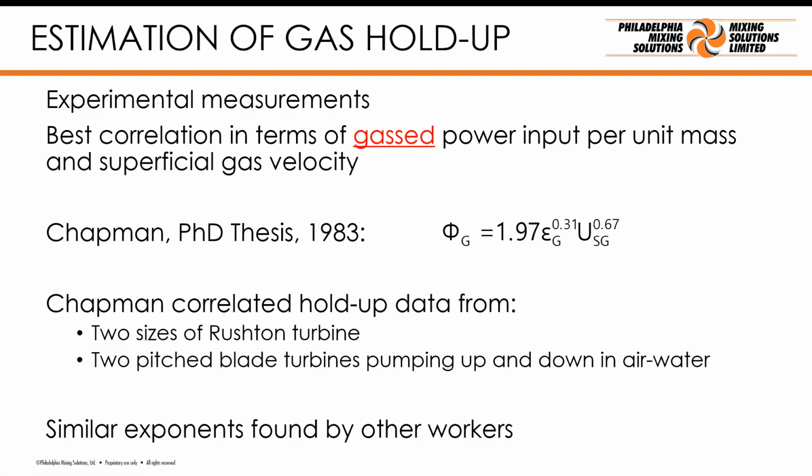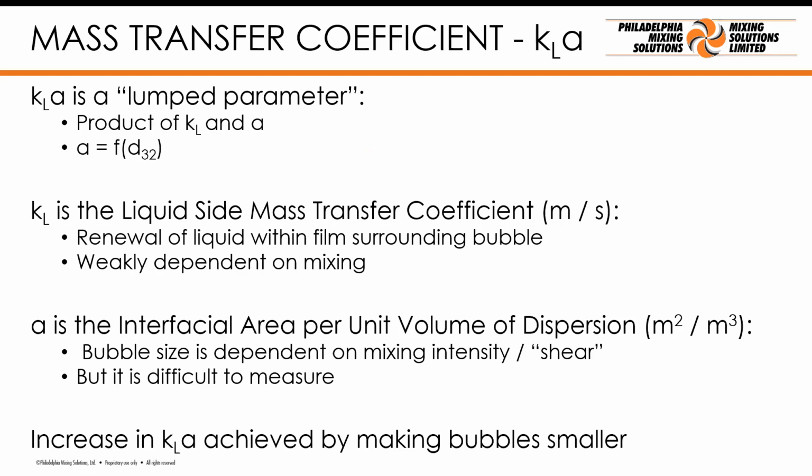There's nothing in this that is a coalescing system. Now if we look at the mass transfer coefficient, KLA, it is KL times the interfacial area per unit volume. KLA is a lumped parameter, and A is a function of the D32. So we can infer that if KLA is going up, since KL is weakly dependent on the power input per unit mass to the 1/4, then if the power per unit mass goes up and we see an increase in KLA, it's because A is increasing. We're making smaller bubbles and increasing our interfacial area in that way.